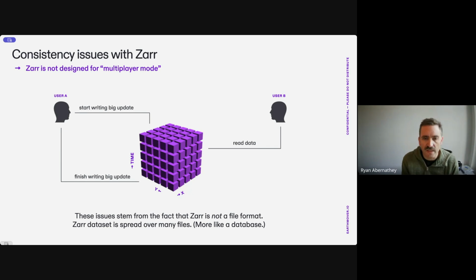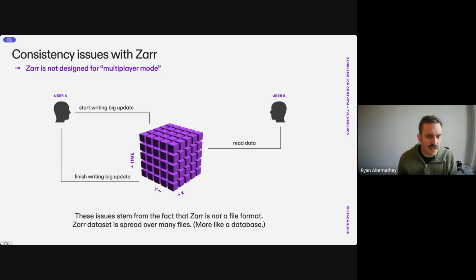What I'm showing on this slide is a scenario where one user starts writing a big update to the Zarr data set. Another user comes in and reads in the middle of that. And then later on that update finishes. It's really ambiguous what user B here is actually going to see. They might see data that's in an incorrect or incomplete or potentially even broken state.